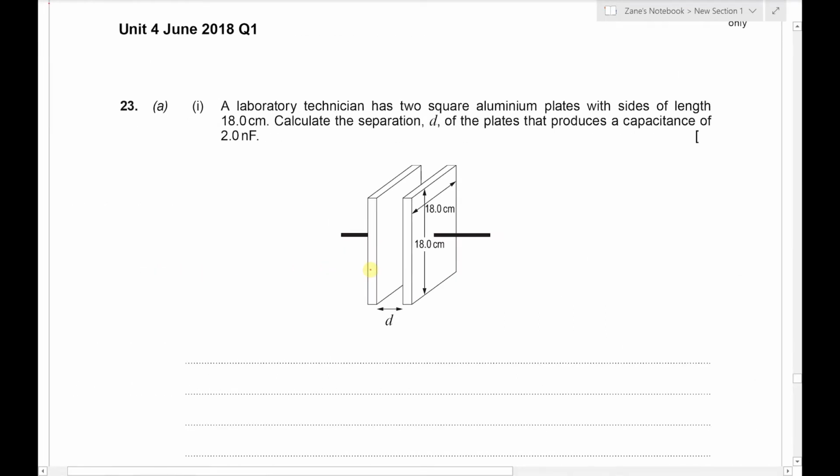And welcome to another WJEC A level physics question. This time it's question 1 from June 2018's Unit 4 paper, and it's about capacitors.